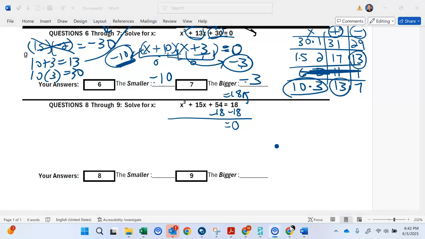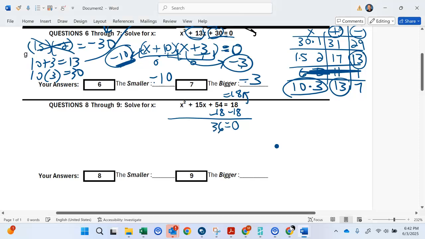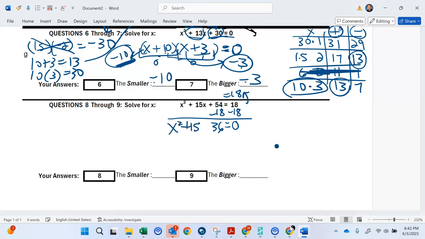54 minus 18 is what? That is 36, and this is the same. Now we can factor this equation down. We can take this equation and factor it down, set it equal to 0 like we did above in this problem. I'm going to let you try this: make a table and see if you can get the numbers that multiply to 36 and add to 15, and then come back and check.